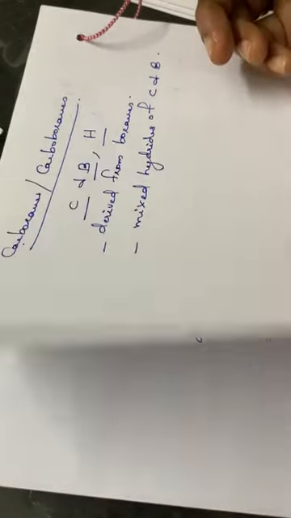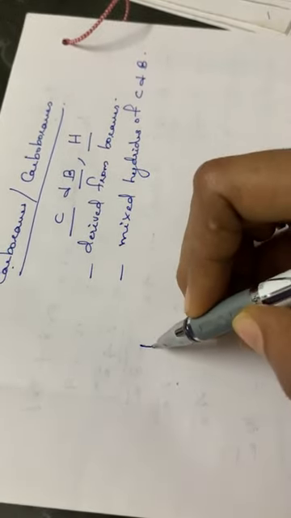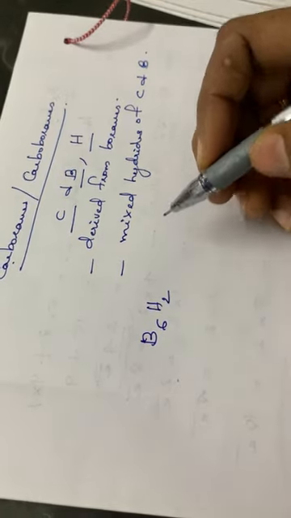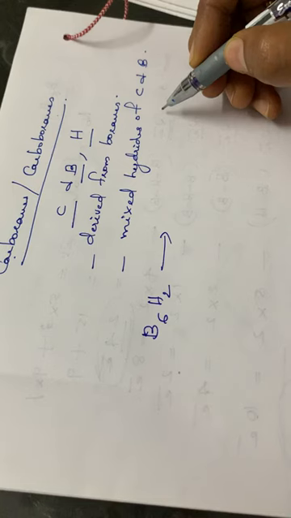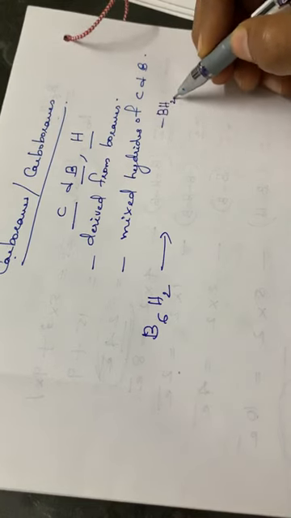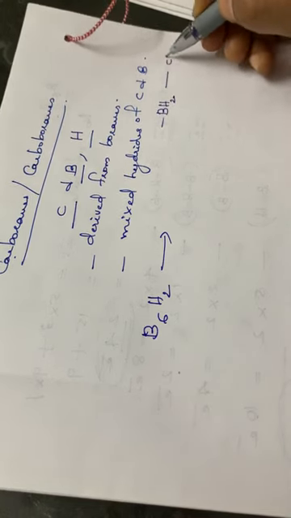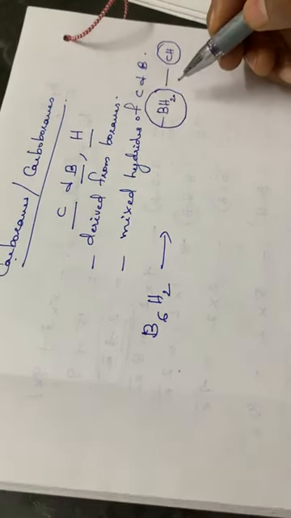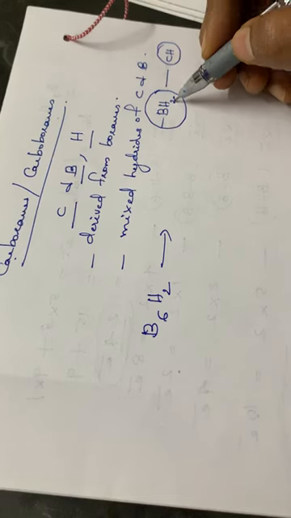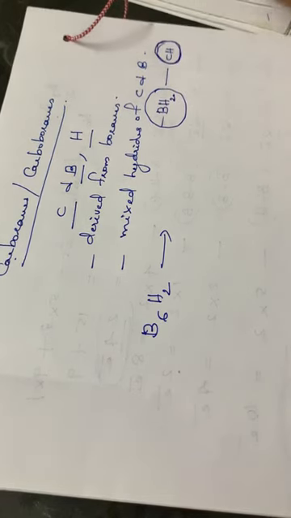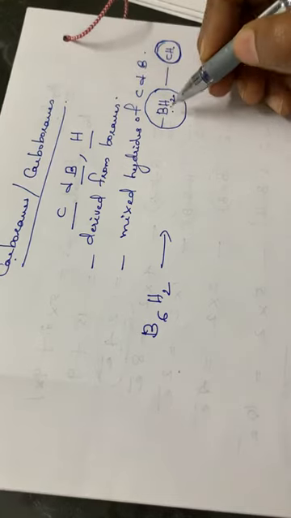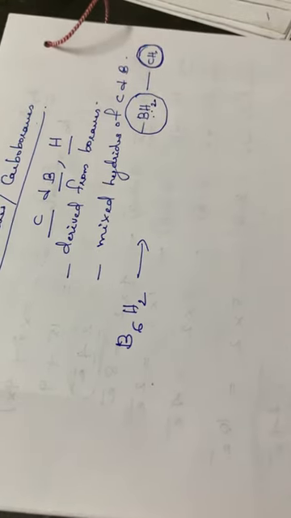Also, carboranes are derived from boranes, suppose this compound B6H10. From this compound, one BH2 unit is replaced by one CH unit. For converting boranes to carboranes, we have to replace one BH2 unit by a CH unit. If two BH2 units are replaced, then two CH units are substituted.